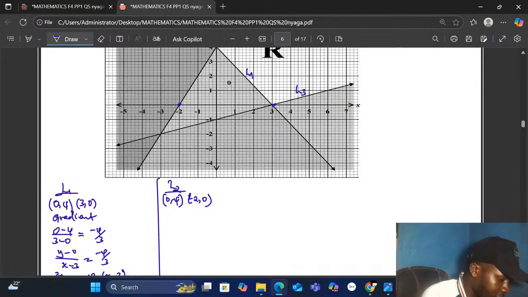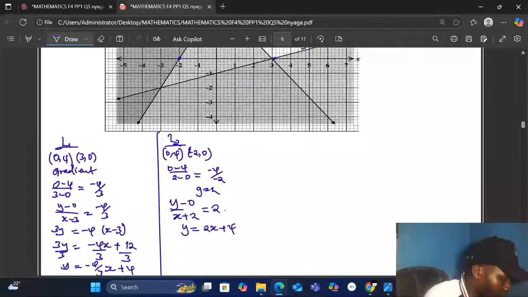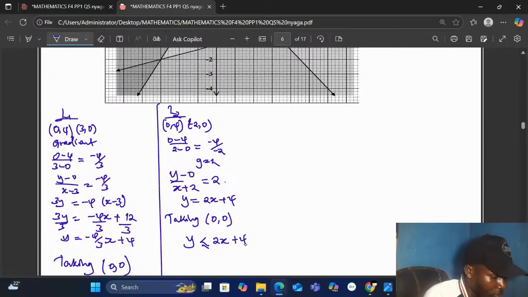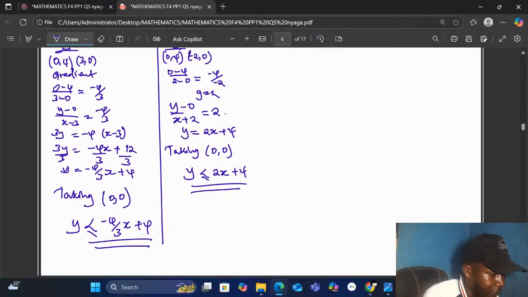So we look for the gradient, which is equal to 2. And then we look for the equation: y minus 0 over x plus 2. Now taking the point 0, 0, we shall have y is greater than or equal to 2x plus 4. This is now the equation for line L2.